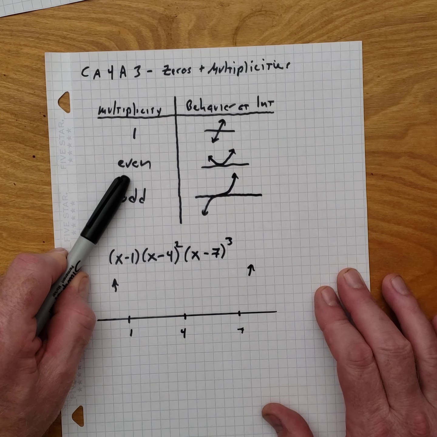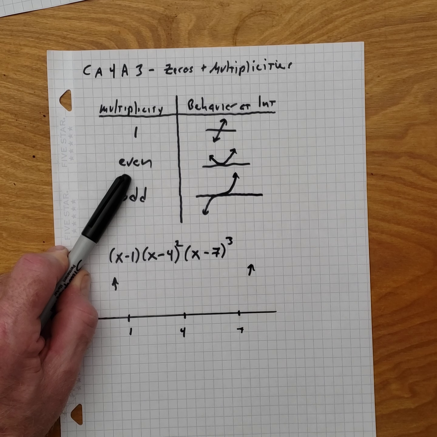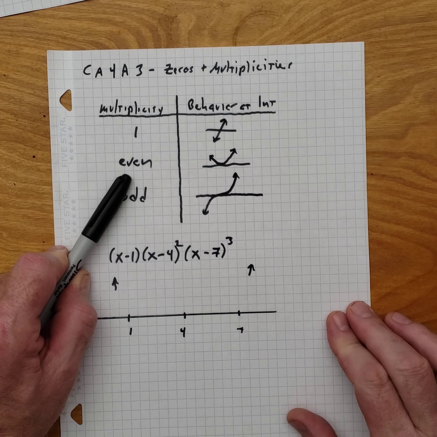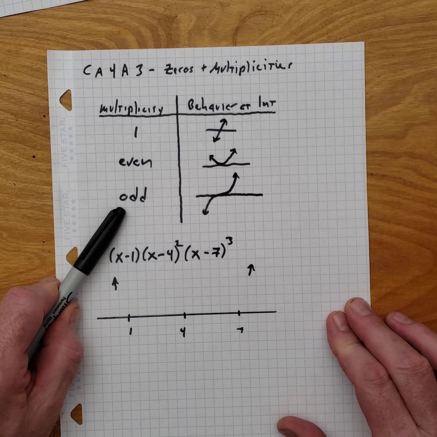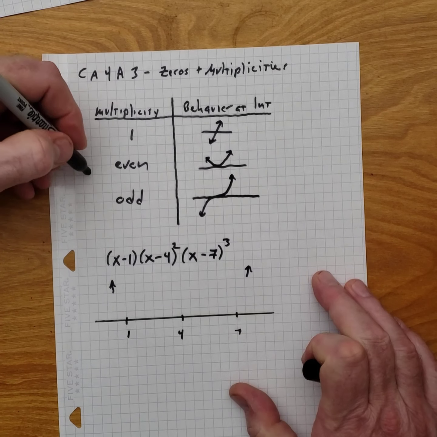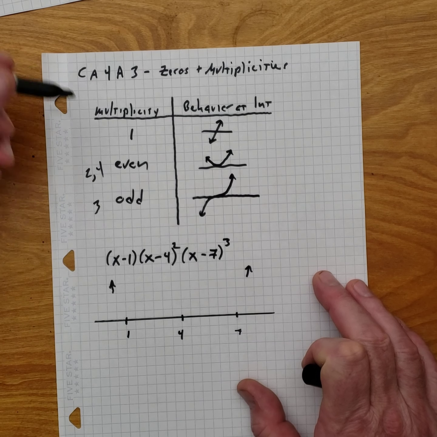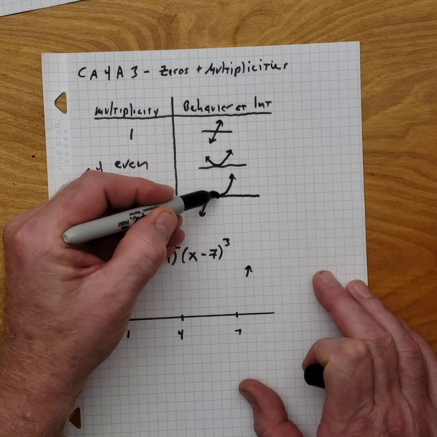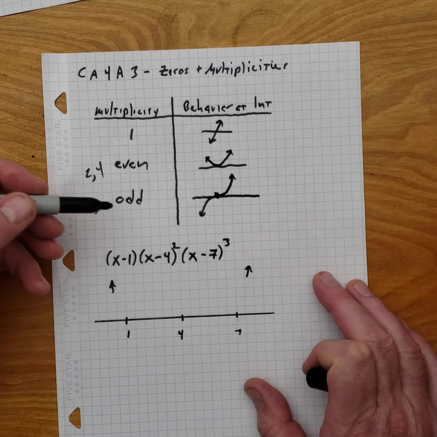If the multiplicity is even, if it's 2 or 4 or 6, we're never going to see anything bigger than 3, I don't think. So just think if it's 2 or maybe 4, it'll bounce off. And if the multiplicity is odd, like 3 or 5, then your graph is going to go through the x-axis at that intercept, but it's going to do it with a little bit of a wiggle.